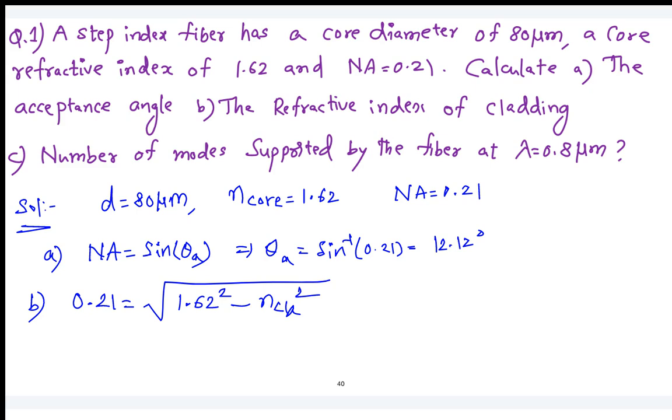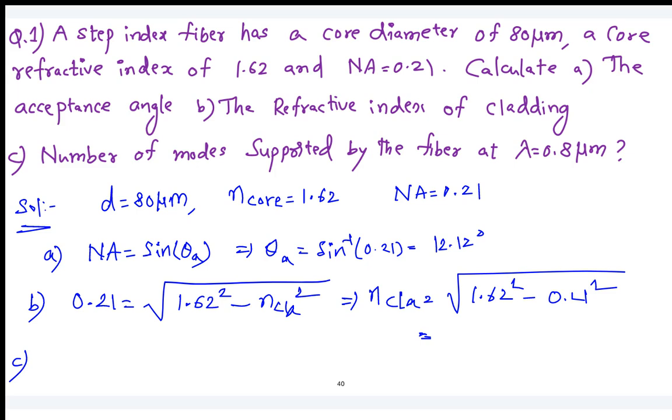Let's quickly do that. What value are you going to get? The refractive index of the cladding, if you are calculating it, is root of 1.62 whole squared minus 0.21 squared. Anything you got? You can verify anyhow. You are going to get 1.606.